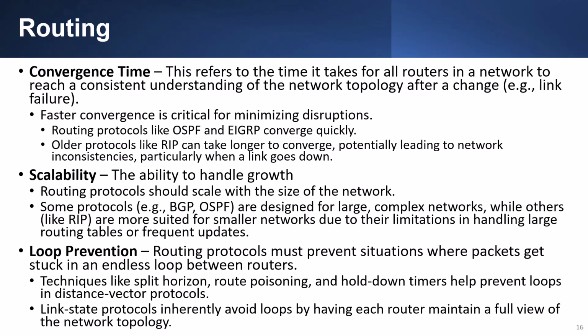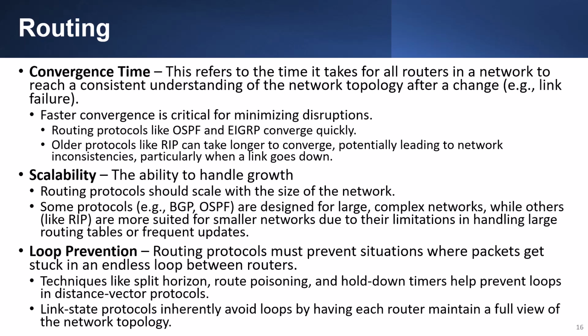As mentioned before, convergence time refers to the time it takes for all routers in the network to reach a consistent understanding of the network topology after a change, including link failures. Faster convergence is critical for minimizing disruptions. Routing protocols like OSPF and EIGRP converge quickly. Older protocols like RIP can take longer to converge, potentially leading to network inconsistencies, particularly when a link goes down.